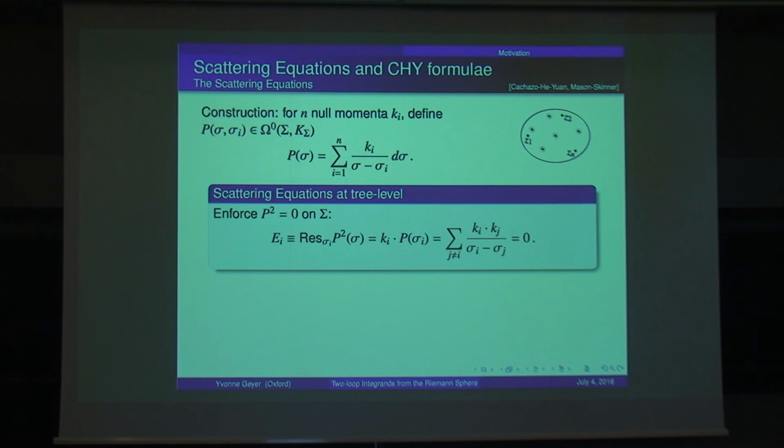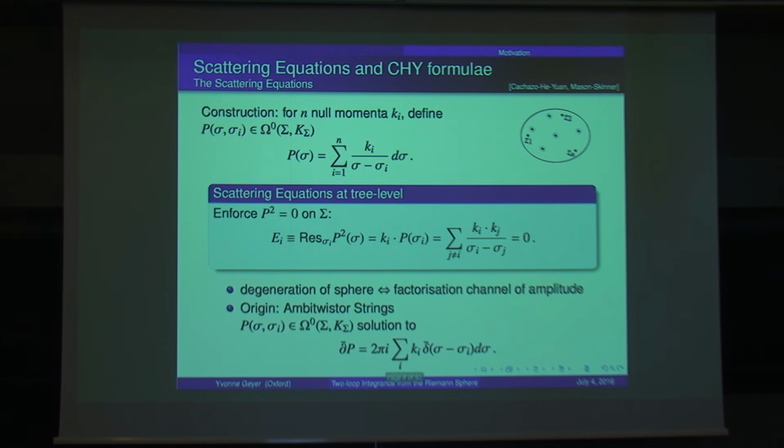So we're constructing this P(sigma) as a sum of k_i over (sigma minus sigma_i), and then the scattering equations will always have the geometric interpretation that they enforce that P squared, the quadratic meromorphic differential, is 0 everywhere on the Riemann surface. Now, the easiest way to do this is just to require that all residues of P squared vanish. This is sufficient as long as we're on the Riemann sphere. And what we get are exactly the sum over j of k_i dot k_j over (sigma_i minus sigma_j), which are the scattering equations that you've just been introduced to.